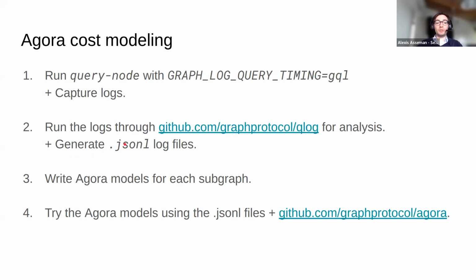Then what you can do from the information you got in step 2 from the analysis is that you can write by hand your Agora models for each of the subgraphs of interest. And the fourth step, you can try out those Agora models using the JSON-L files that you generated with QLog. You can try them out with Agora itself. There's the Agora software also under the Graph Protocol organization. And that will basically estimate how much money you would have made if you had replayed your history of past queries that you've served, and will help you determine how much money you would have made with that new cost model.